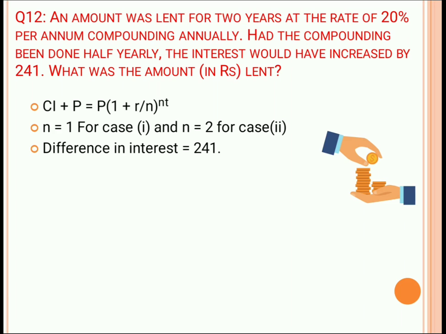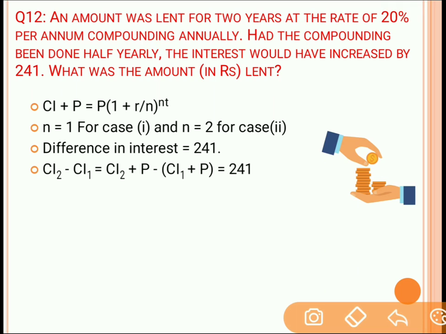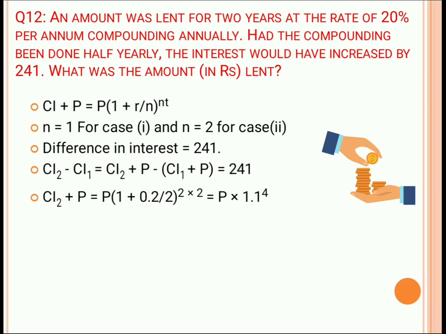Now it has been written in the question that the difference in the compounding is rupees 241. So the difference in the compounding when it is done half yearly to that of the yearly is nothing but the difference in the amount which is to be paid, that is, compound interest half yearly plus principal minus compound interest done yearly plus principal is equal to 241 rupees. So simply we will apply the formula.